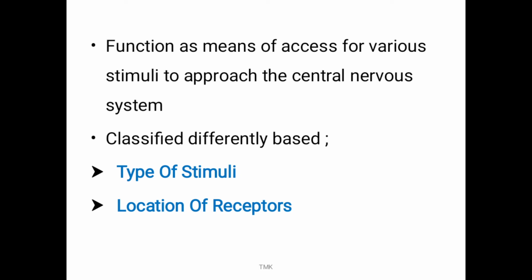There are millions of sensory receptors all over the body. The function of these sensory receptors is to assess various stimuli and to relay them to the central nervous system. These receptors have been classified differently based on the nature of the stimuli and the location of the receptors.